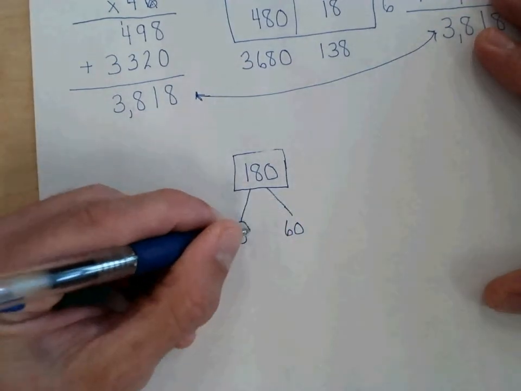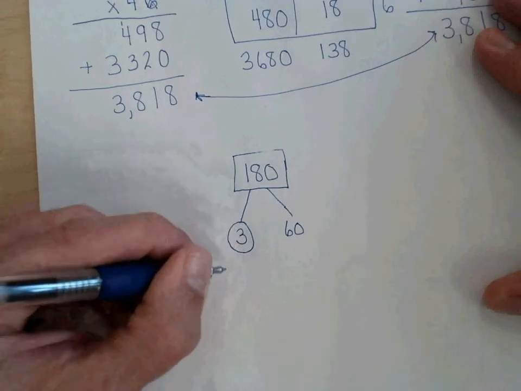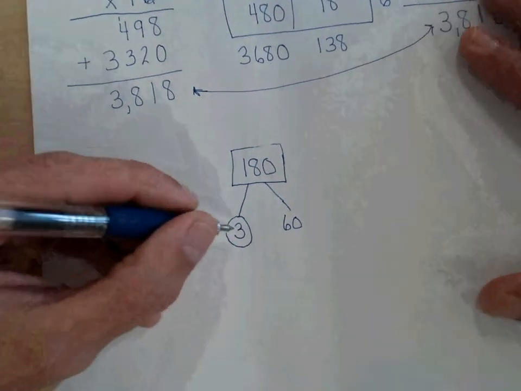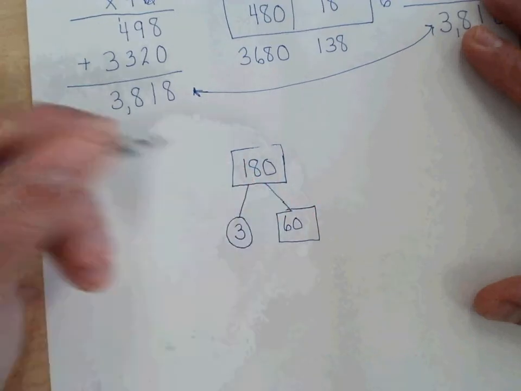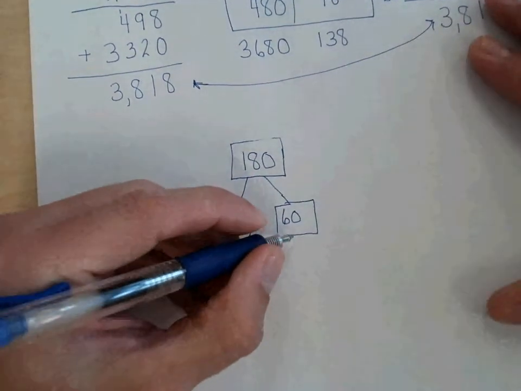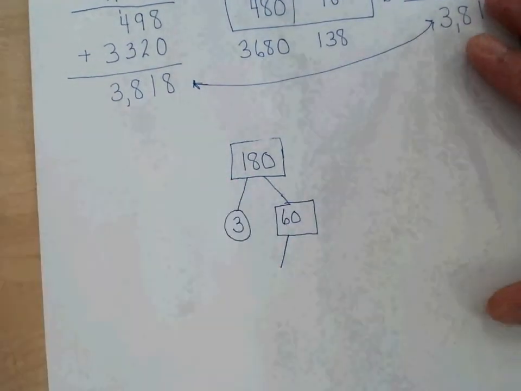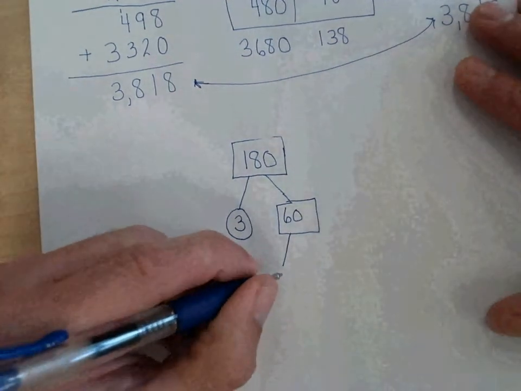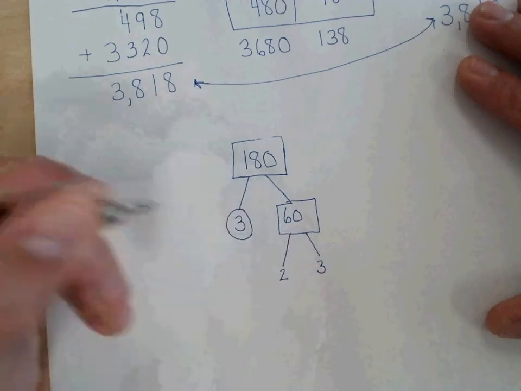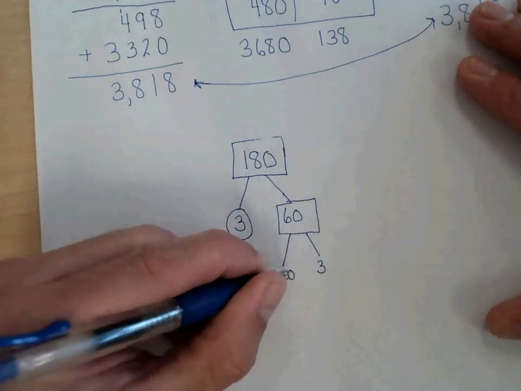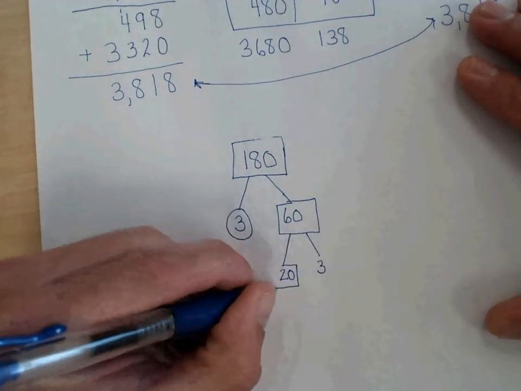Now, I know 3 is a prime number, so I can put a circle around it. And I know that I don't have to factor that anymore. 60 is a composite number, so I put a square around it, or a box. Then what times what equals 60? I know that 2 times 3 equals 6. Well, I need to make that 10 times bigger, so I'm going to make this 20.